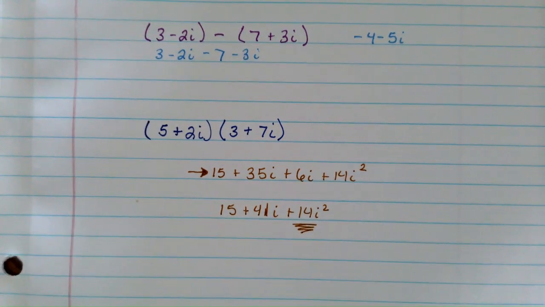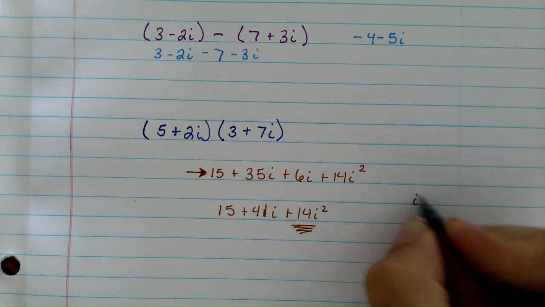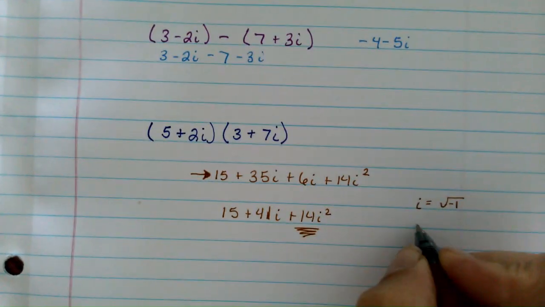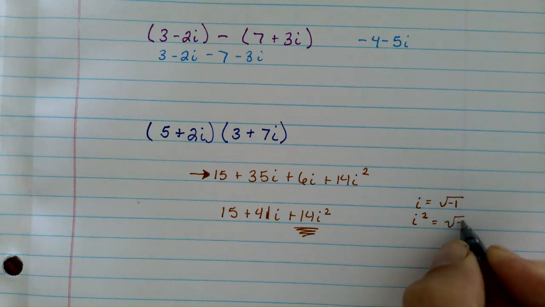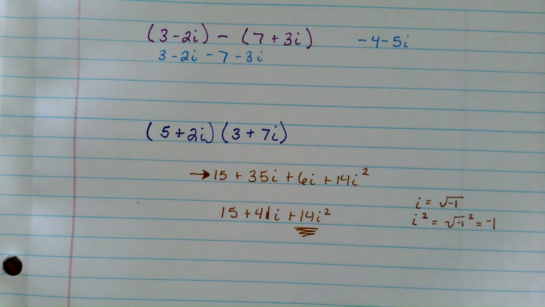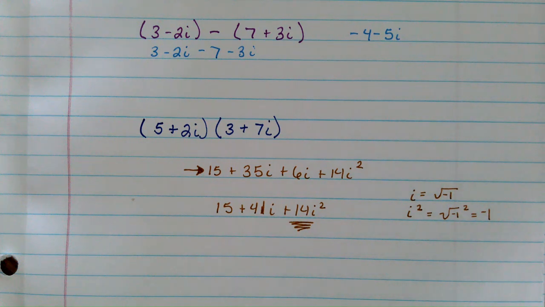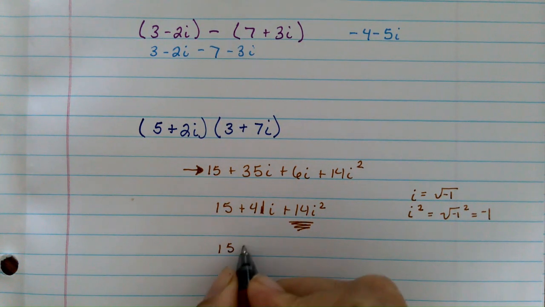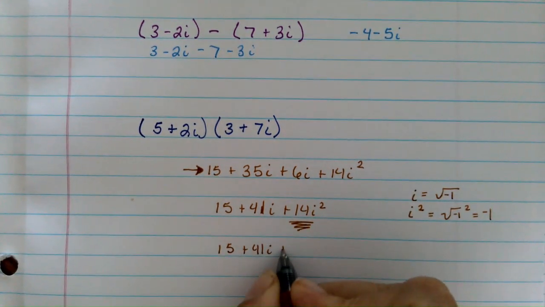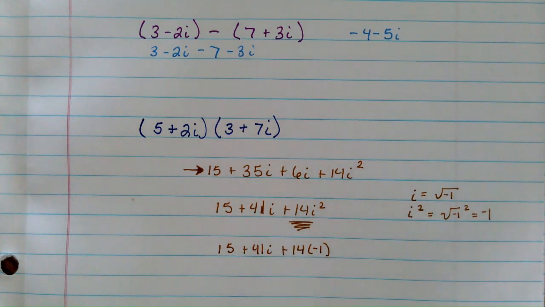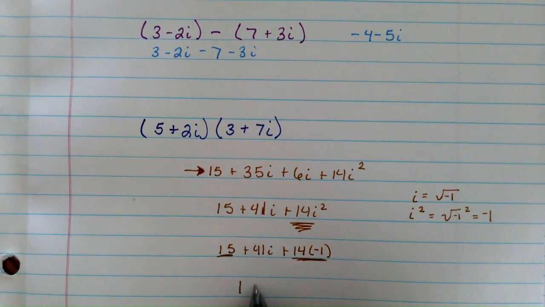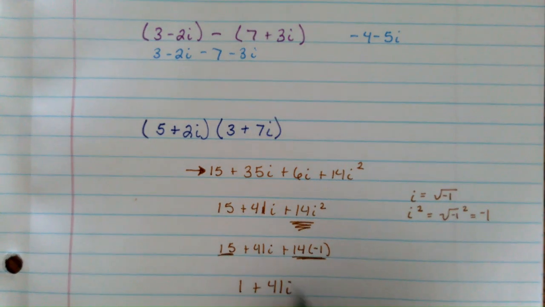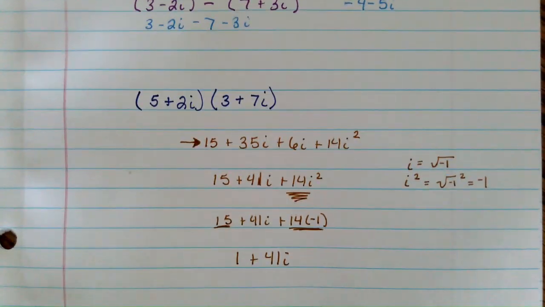So I have to remember that i is equal to the square root of negative 1. So i squared is going to be the square root of negative 1 squared, which is just negative 1. Hallelujah, I can do that. 15 plus 41i plus 14 times negative 1. Oh, well that's just negative 14. And when I add 15 to it, I get 1. There we go. That wasn't so bad.